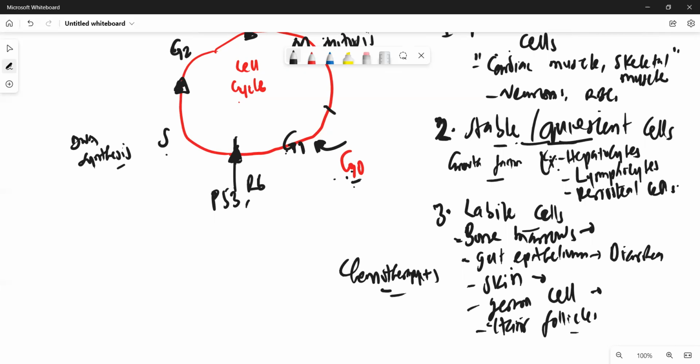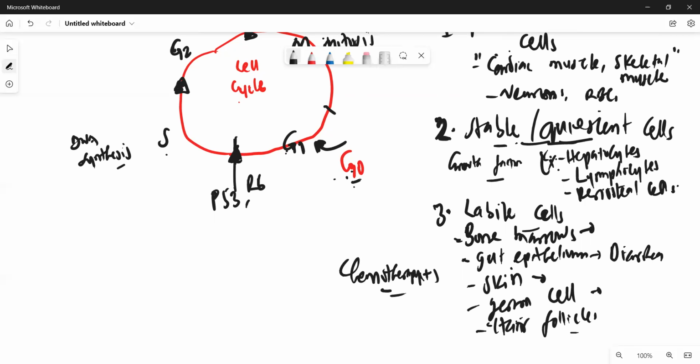Infertility, and also a very important question: if you have a young female of reproductive age, newly diagnosed with cancer and needs to start chemotherapy, you need to refer her to a fertility specialist, because as soon as she starts chemotherapy, that will affect her germ cells. And also hair follicles, so they can start losing their hair. These are things that we can see because they are labile cells.